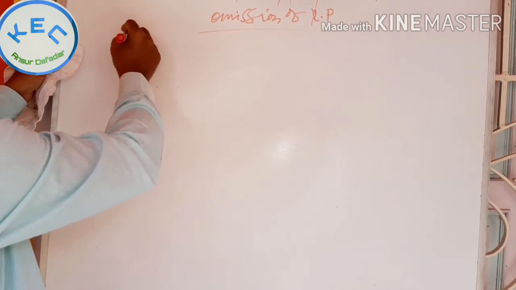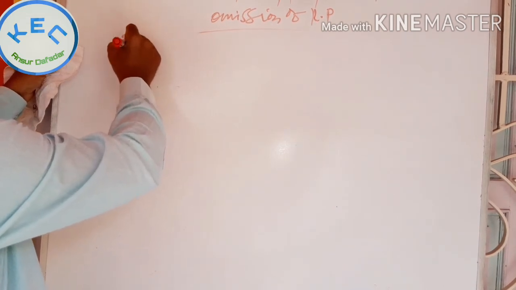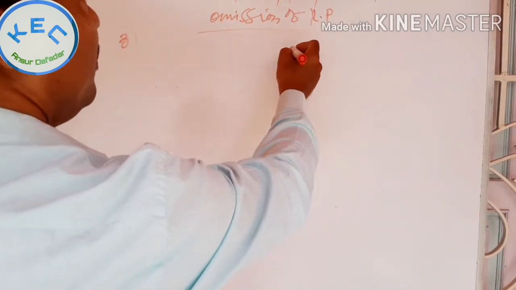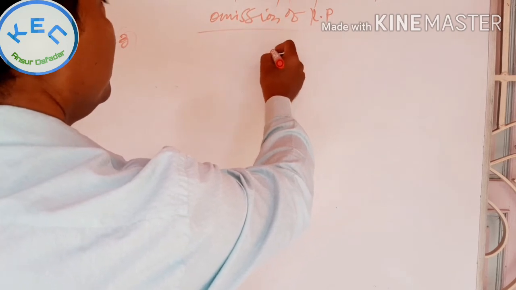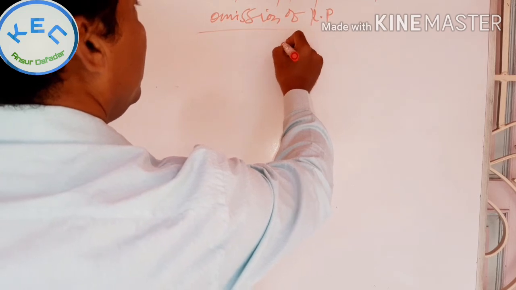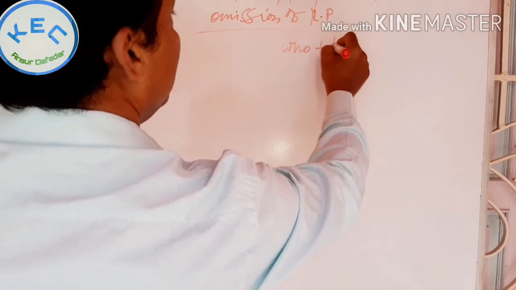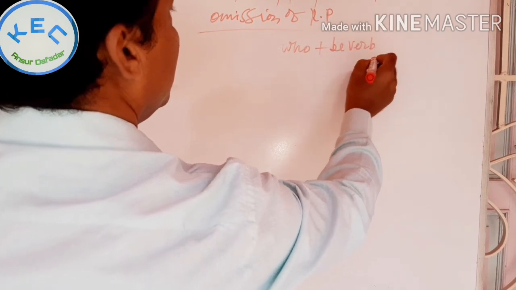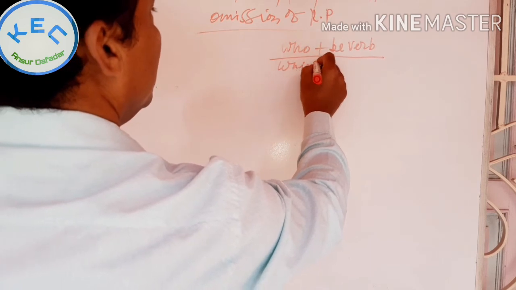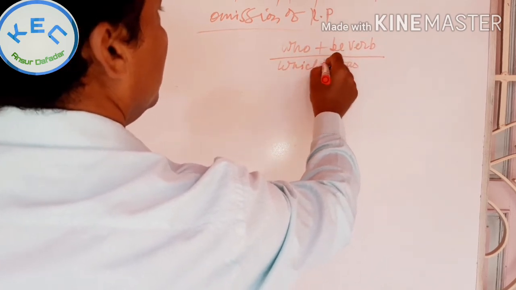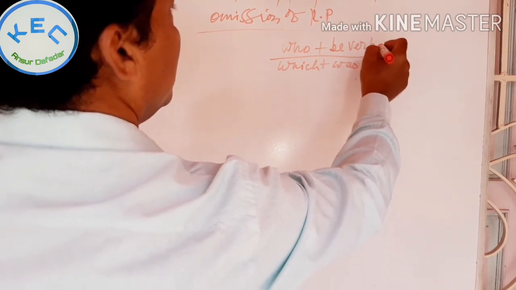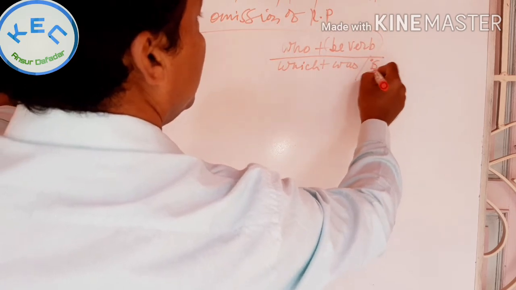Third situation, where there is WH plus be verb. This is the be verb.